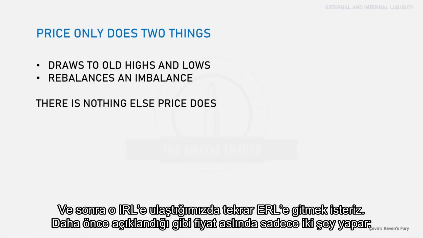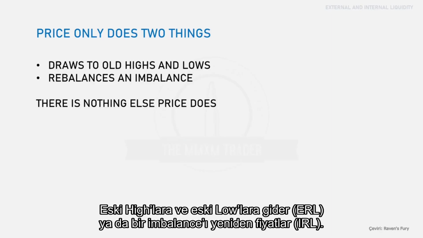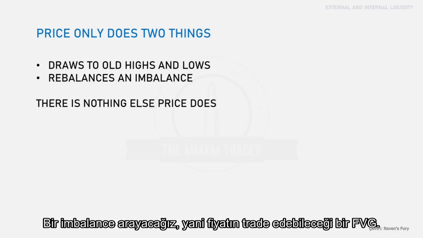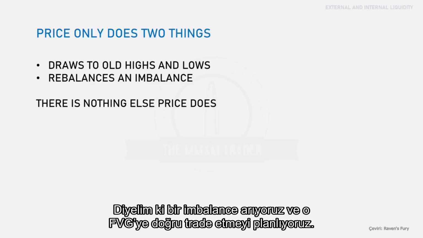As explained earlier, price only does two things. It draws to old highs and old lows, and it rebalances an imbalance. So there's literally nothing else price does. And with that in mind, it becomes very clear after you see old highs or old lows getting raided. What are we going to look for next, right? We're going to look for an imbalance where we can trade into.